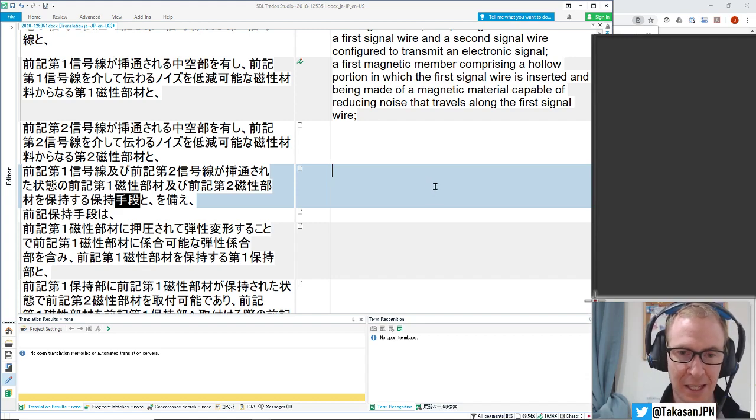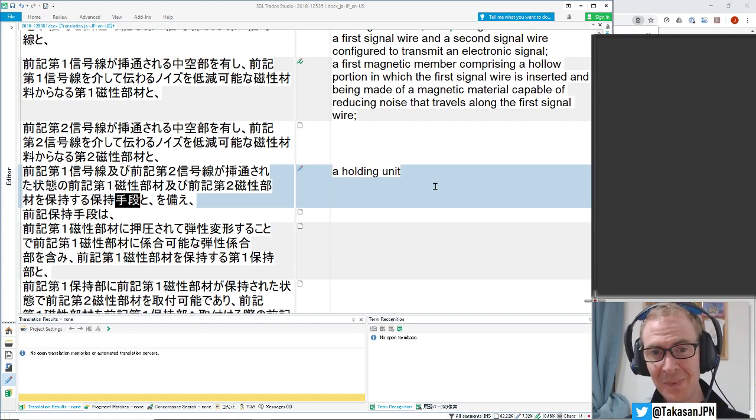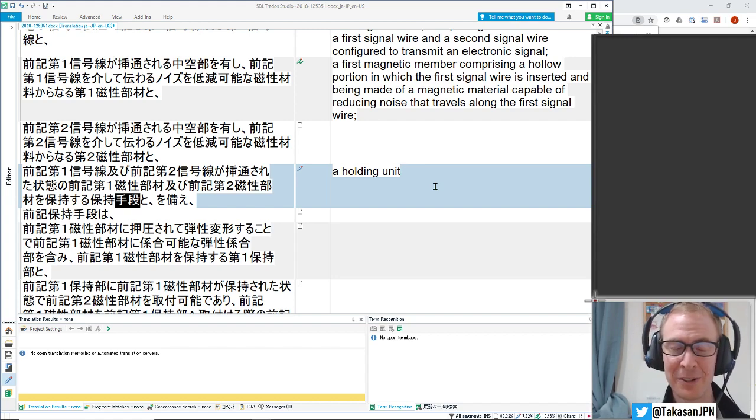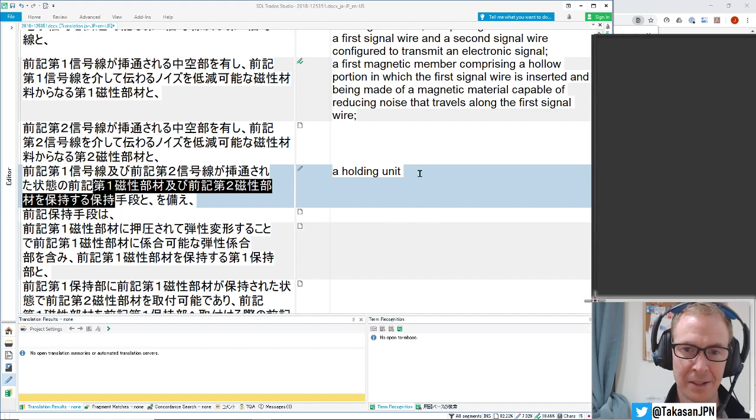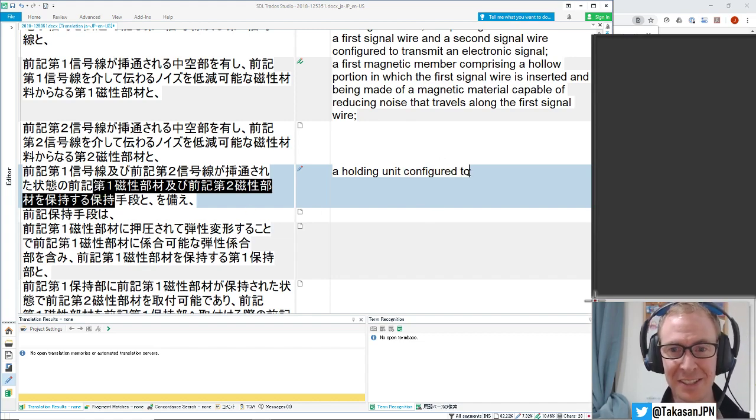So, at the end of the day, we're going to use another placeholder. It's just going to be a holding unit. But that's the workaround we have available to us. A holding unit, and it is configured to, now again, functional language, and a placeholder noun. So in reality, it's not actually very different from saying a "holding means for", but it's just the convention we have that this is the better way to do it.